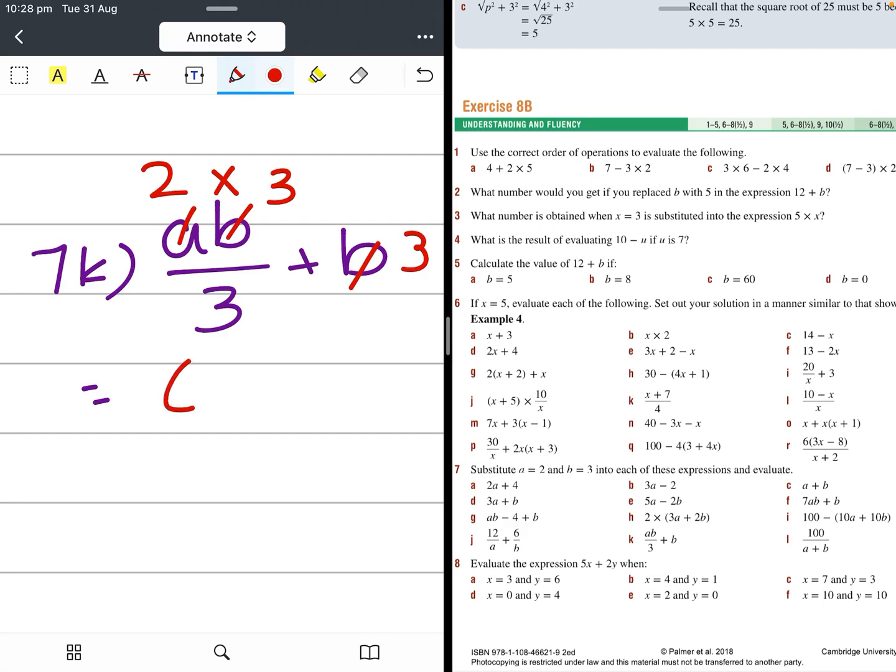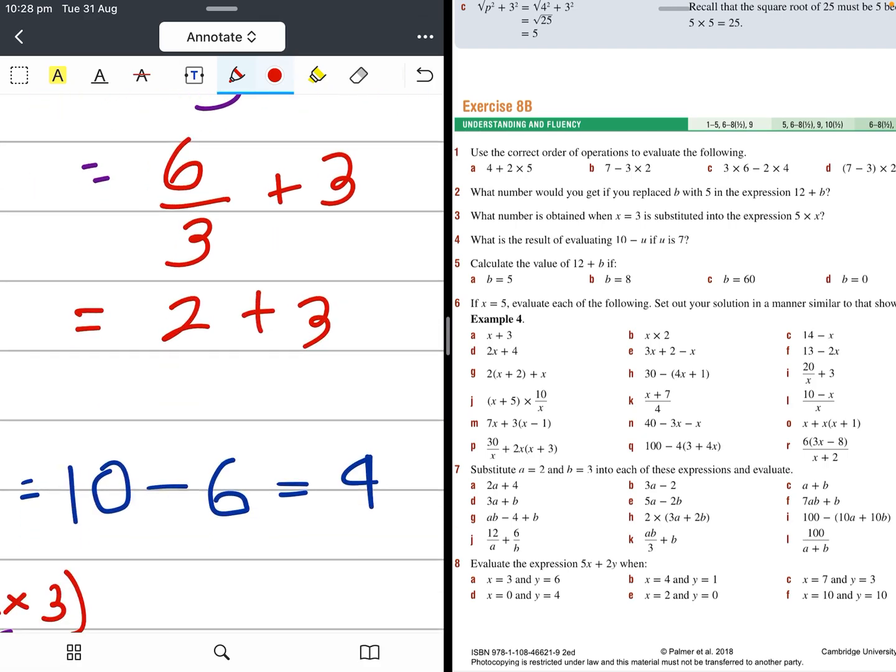So I'm going to do that first. 2 times 3 is 6. So that becomes 6 over 3. And then plus that 3. So let's work that out. How many 3's fit into 6? Hopefully you said 2. And then you get plus 3. I'm running out of room. 2 plus 3 is 5. There you go.